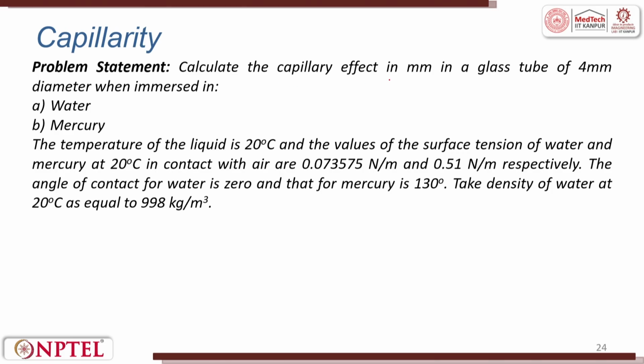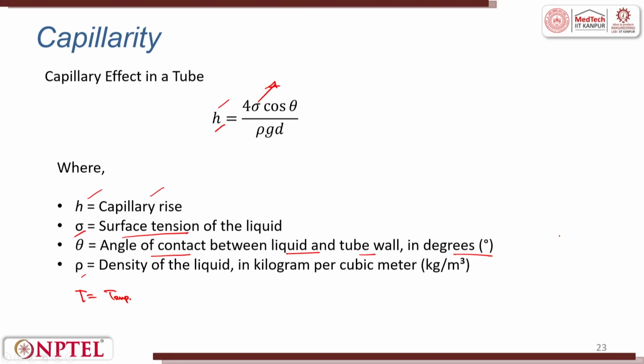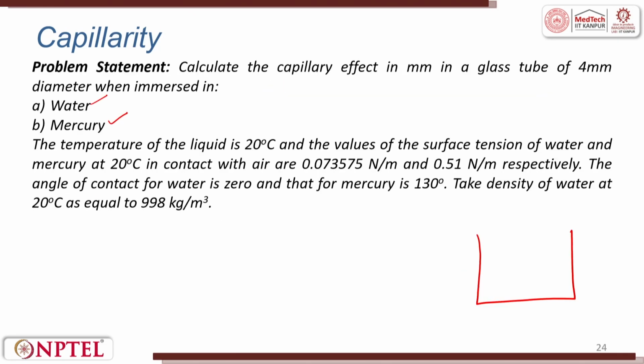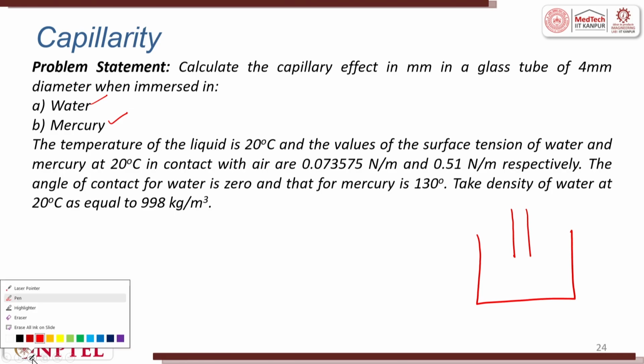Now, let me see this problem statement. Calculate the capillary effect in millimeters in a glass tube of 4 millimeter diameter when immersed in water and when immersed in mercury. So, I will draw it here. First, I will draw for maybe water. To recall, for water, it will be rising high. For mercury, it will be coming low, and the meniscus would also be different. That is, for water, if I draw and there is a tube immersed here, I would have to draw it in this way.